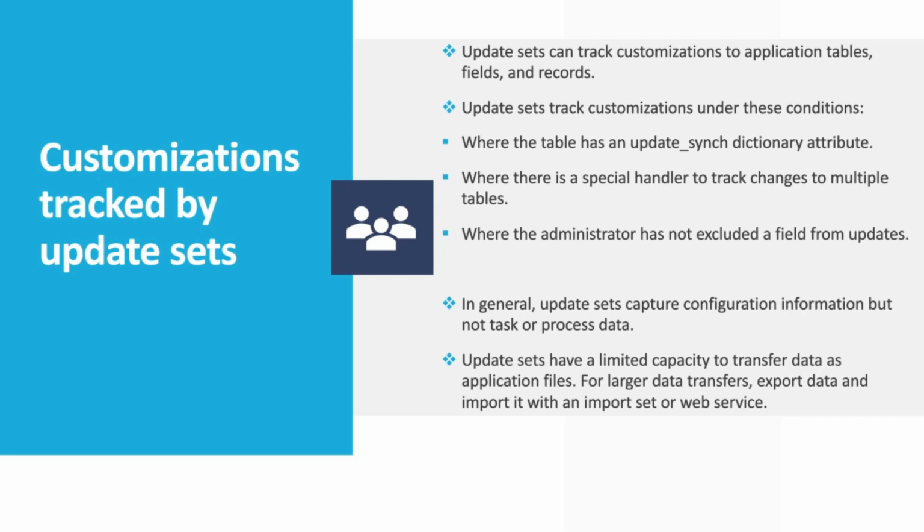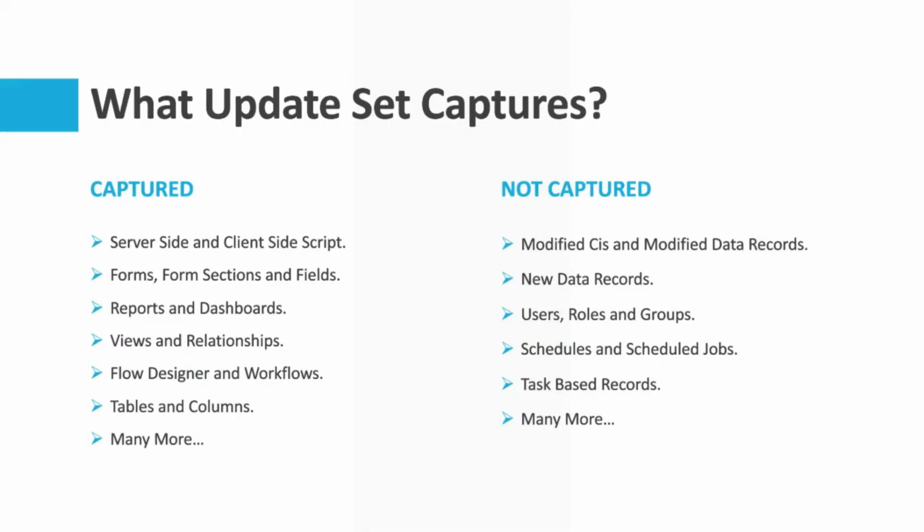In general, update sets capture configuration information but not task or process data. Update sets have a limited capacity to transfer data as application files. For larger data transfers, export data and import it with an import set or web service.